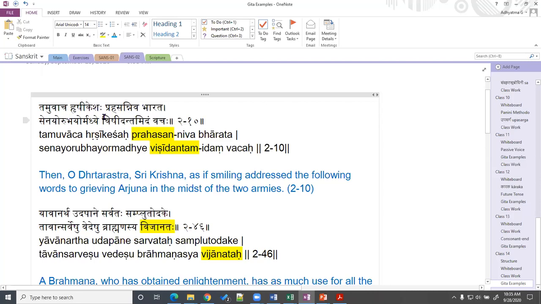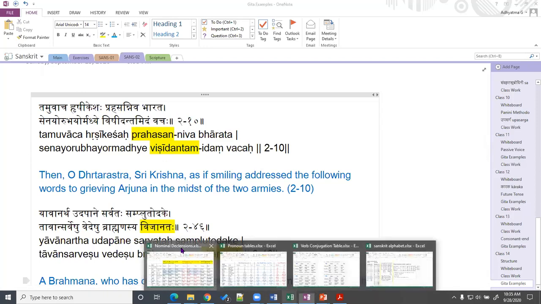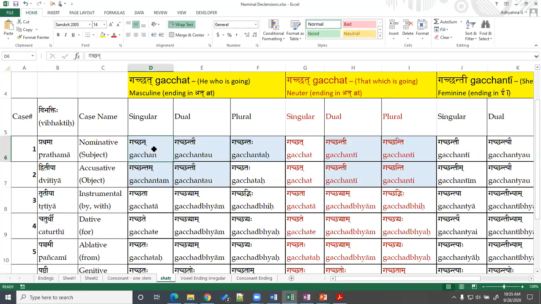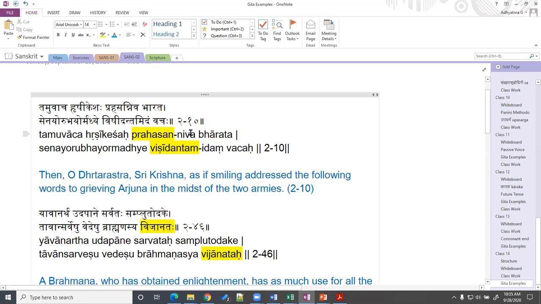Tam uvacha Hrishikeshah prahasanniva Bharata, senayor ubhayor madhye vishidantam idam vachah. So prahasan, iva. Prahasan, laughing. So that's how it is coming, like gachan, prahasan. It is in the first case. Iva means as if smiling or as if laughing.